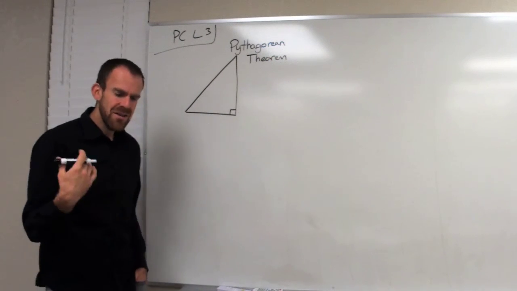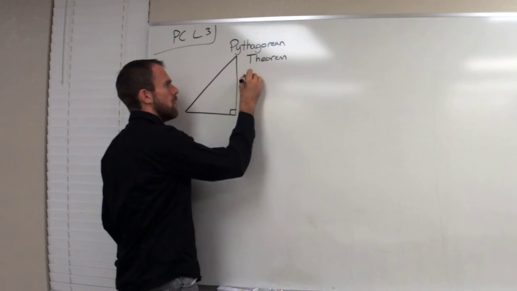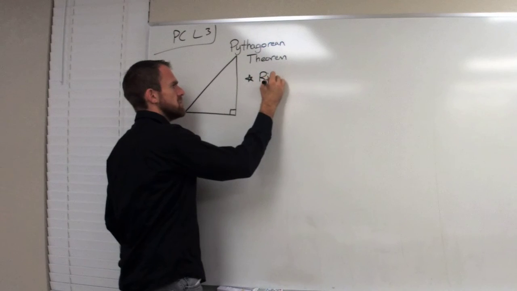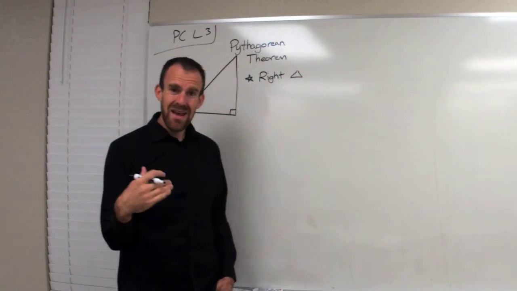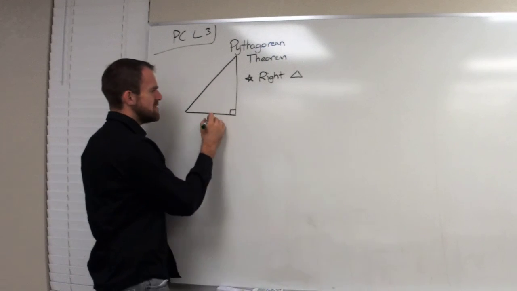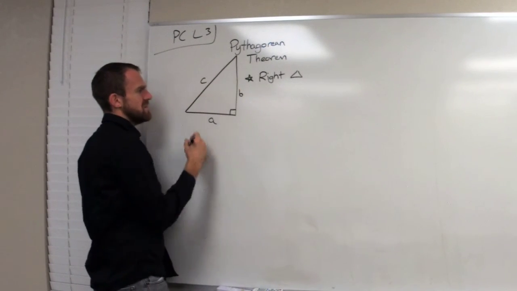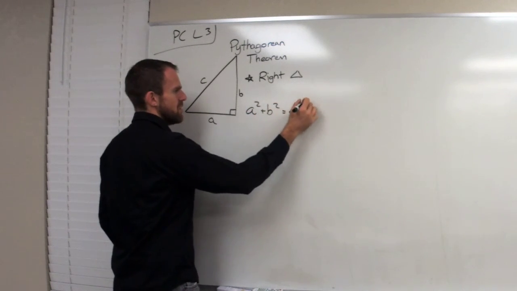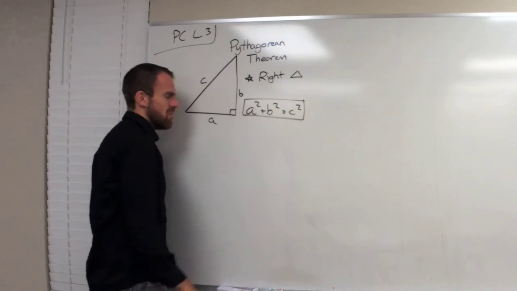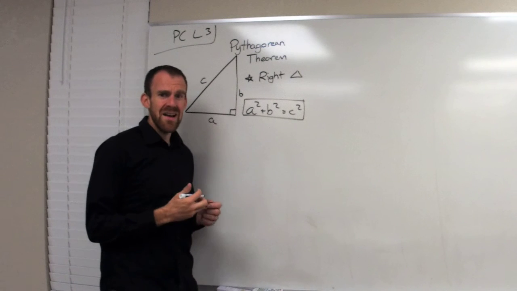Okay, so the Pythagorean theorem only works for right triangles. So if you don't have a right angle in your triangle, you can't use it. It also says that if sides A, B, and C are like that, a squared plus b squared equals c squared. If that's not on your equation list already from 5th grade, please add it there now.